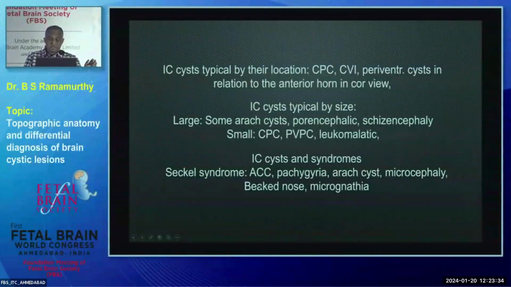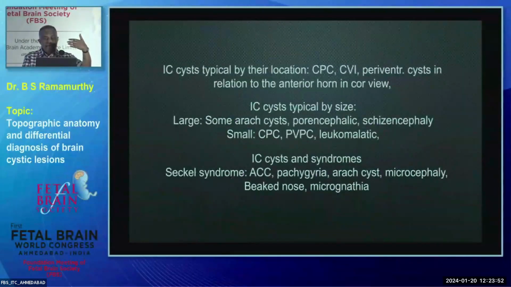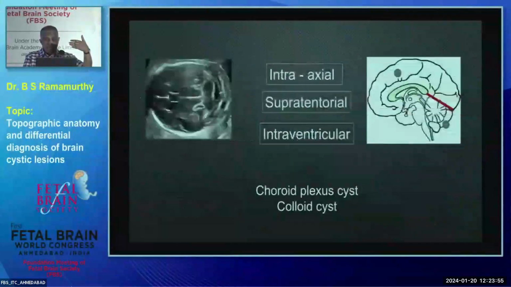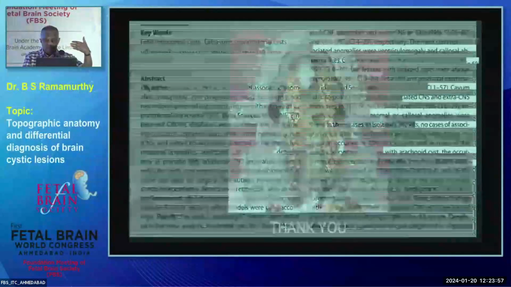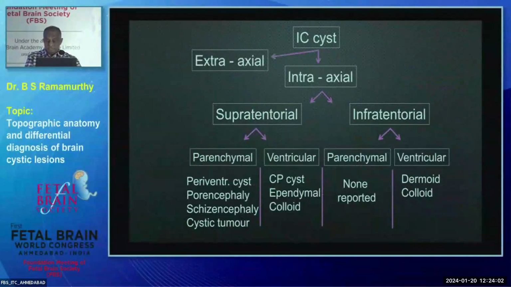For example, Seckel syndrome is ACC, pachygyria, arachnoid cyst, microcephaly, big nose, and micrognathia, right? So these are a few things. You can take pictures of this. This is how the algorithm goes for differential diagnosis of extraaxial cysts, and this is for intraaxial. You have everything comprehensively brought into two slides.